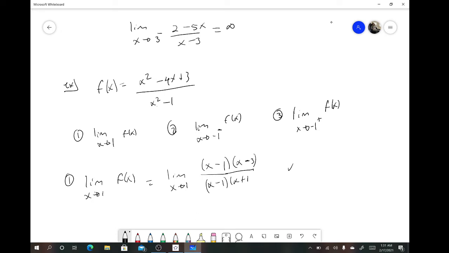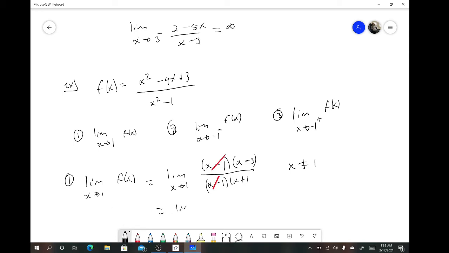And so long as x is not equal to 1, we can cancel. Now, how do we know that x is not equal to 1? Well, we just said that we are not considering x equals 1 because it makes the denominator equal to 0. So it's not part of the domain of our function, and we are only picking values very close to x equals 1. So if we say that x is not equal to 1, then we could cancel.